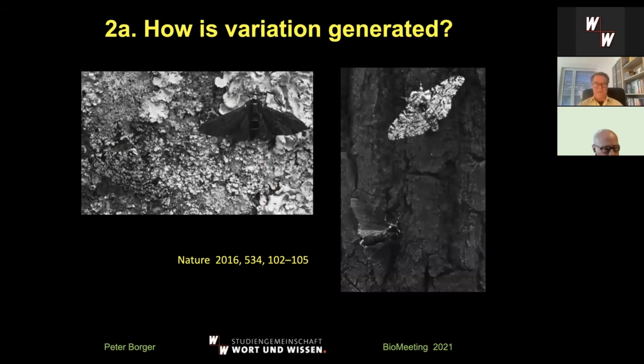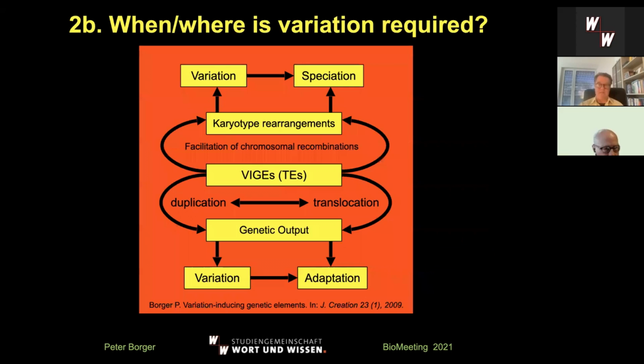Another intriguing example, which was recently described, is the Biston betularia moth in England, very famous for industrial melanism and always presented as a school book example of natural selection or evolution, but it is also driven by a transposable element. So this also shows the importance of these elements in variation. And this is a figure that I published a few years ago in the Journal of Creation. Here we see what I call VIGs, variation-inducing genetic elements. Officially, they are known as TEs, transposable elements.